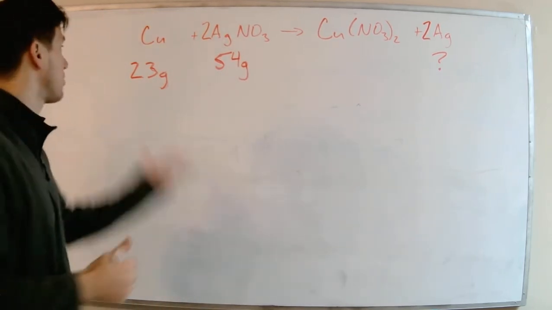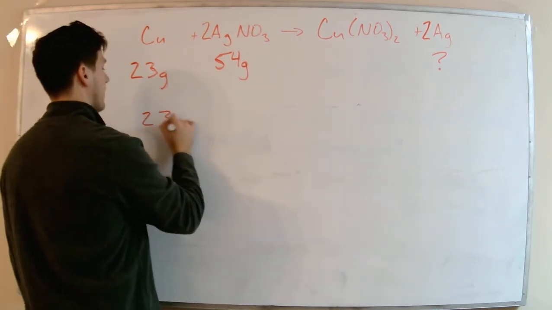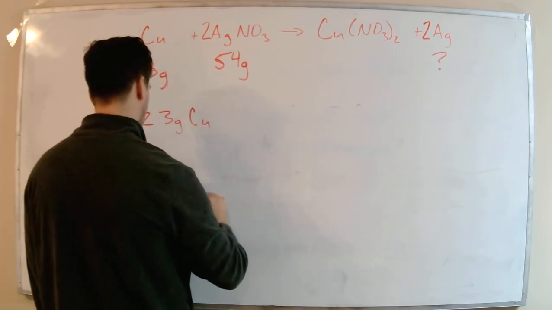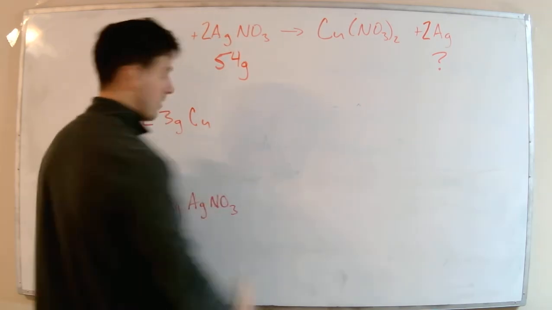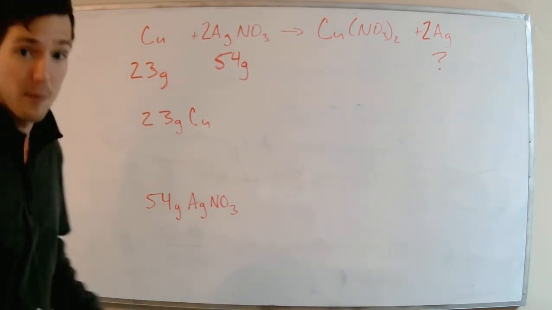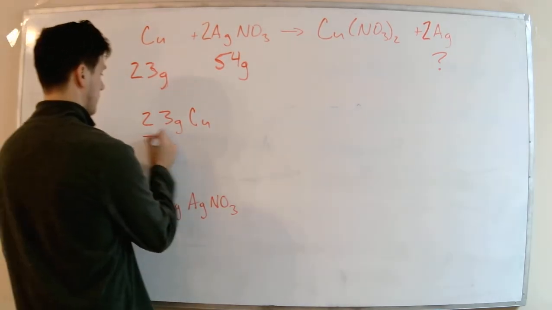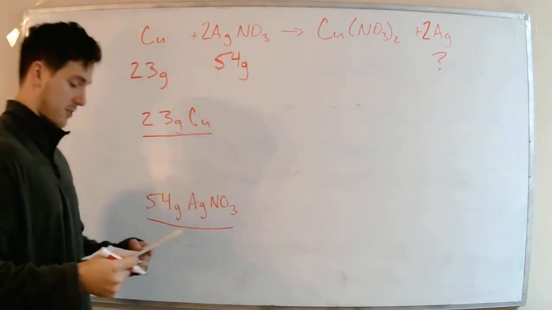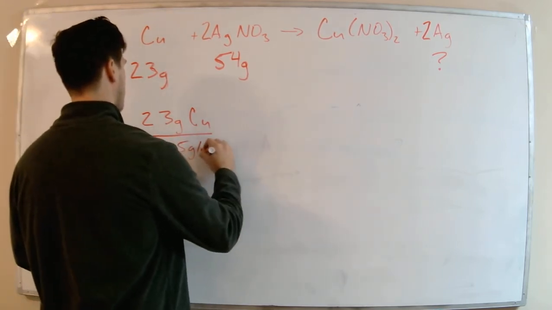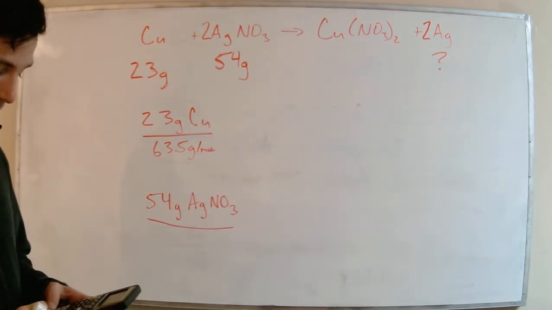So again, remember, instead of just doing it for one reactant, we're doing stoichiometry for both reactants. So I'm going to start with 23 grams of copper here, and I'll put 54 grams of silver nitrate right down here. And we'll get started. I got my handy dandy periodic table so I can figure out the molar masses of these guys, right? Our second step of stoichiometry is convert whatever they give us to moles. So let's go ahead and convert both of these to moles by dividing by the molar mass. Copper's is 63.5 grams per mole.